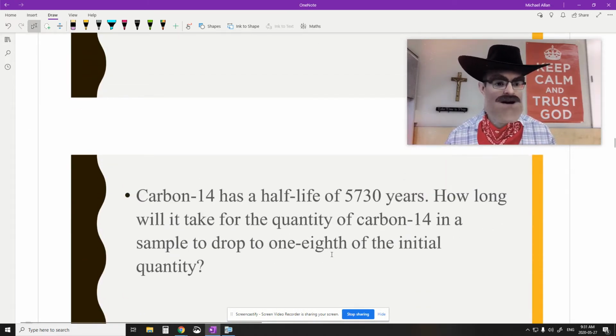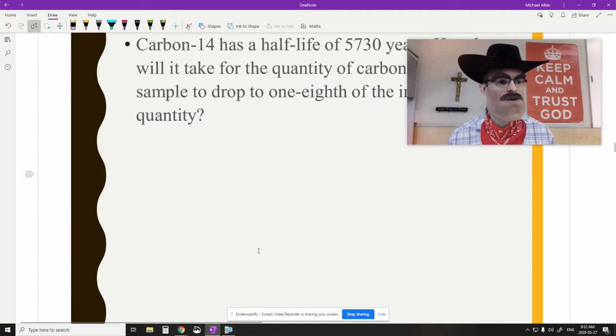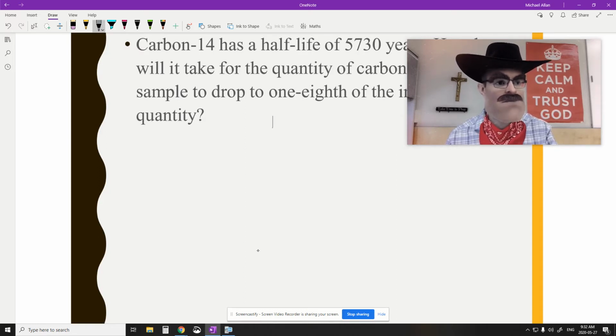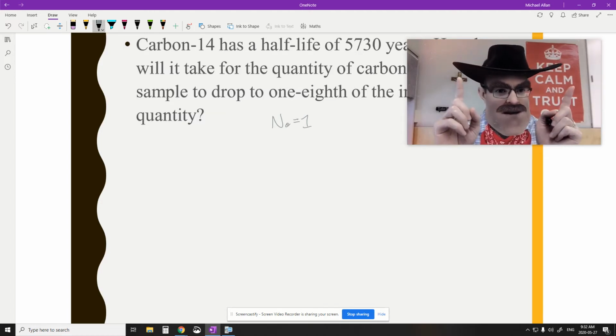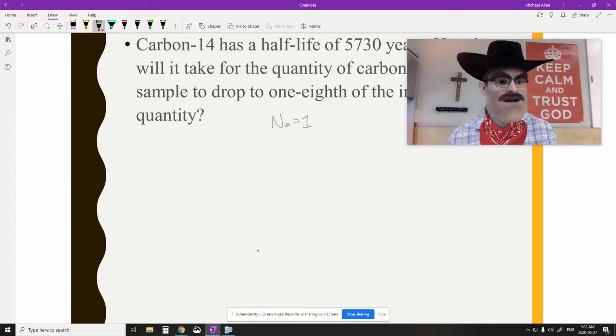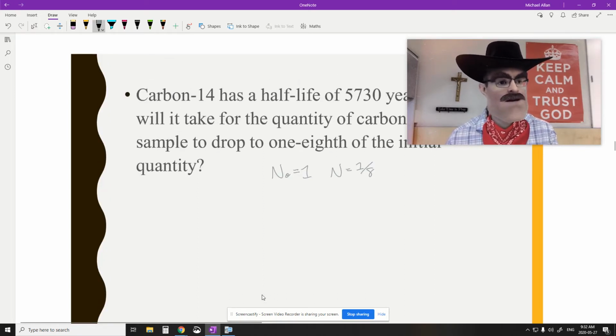Carbon-14 has a half-life of 5,730 years. How long will it take for the quantity to drop to 1/8 of its initial quantity? So you just have to determine what my initial is. If I say my initial quantity is 1, like I was saying before, it doesn't really matter what your starting point is. The time to get to a half is always going to be the same, and the time it takes to get to 1/8 will also always be the same. So my N is going to be 1/8. I could put 100 there and put 100/8, or 200 and 200/8, etc. There's always going to be a 1/8 amount.